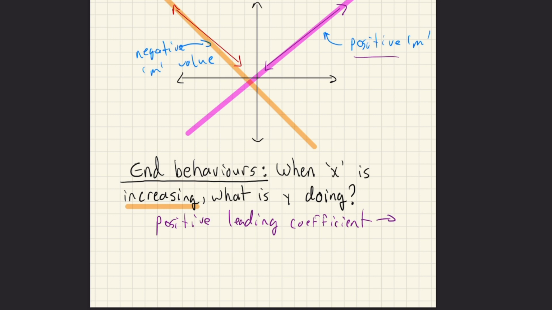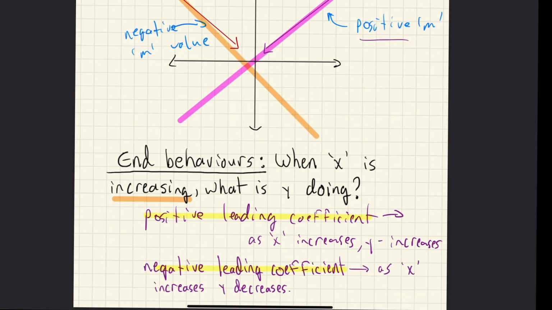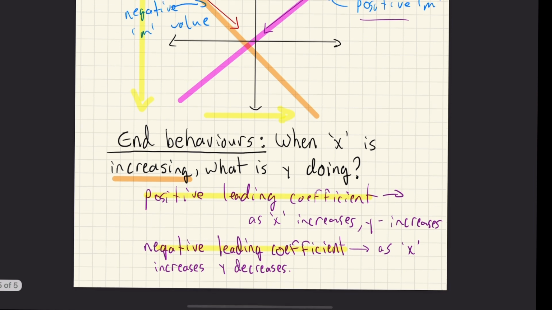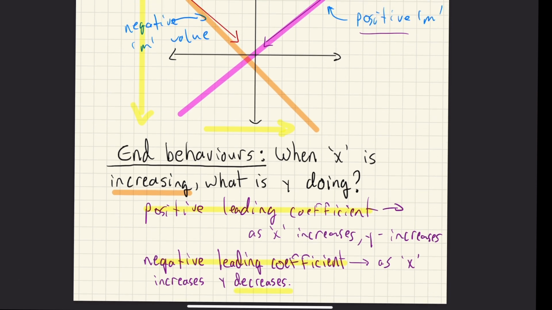Then we can say that as x increases, y increases as well. So y continues to rise positively. So it has a positive end behavior. And lastly, if we have a negative leading coefficient or a negative slope, we can see that as you move, so this would be the orange line over here, as you move more towards the right, you can see that your y value is actually decreasing. So we would say that as x increases, y decreases. So all you got to really do is look at the slope to describe the end behaviors.